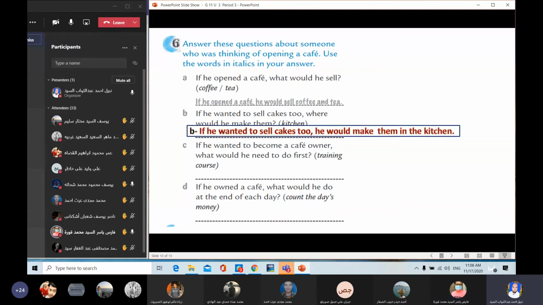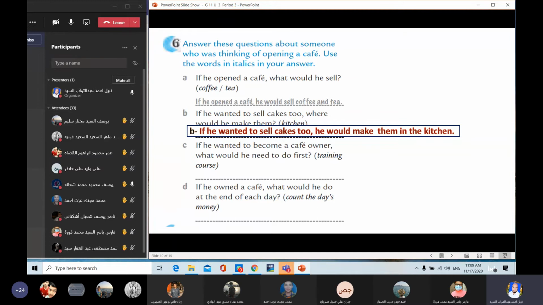We have here the if clause with past simple, wanted. So the main clause would be would plus infinitive. If he wanted to sell cakes too, he would make them in the kitchen. Later in exercise 7, we are going to do the third conditional. Okay, Faris, pay attention.